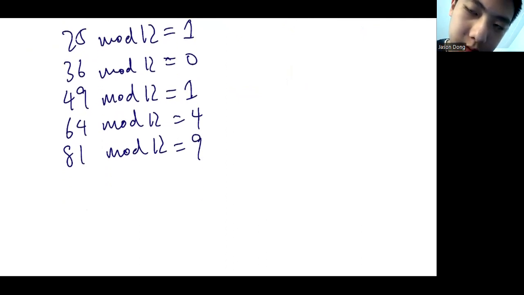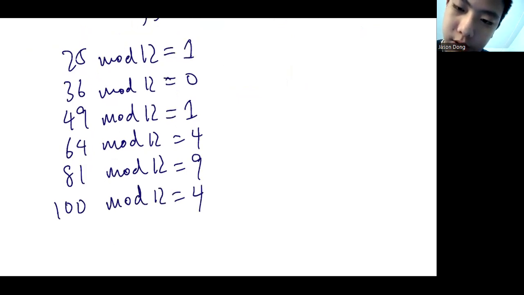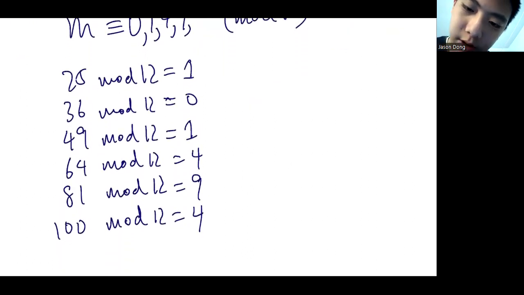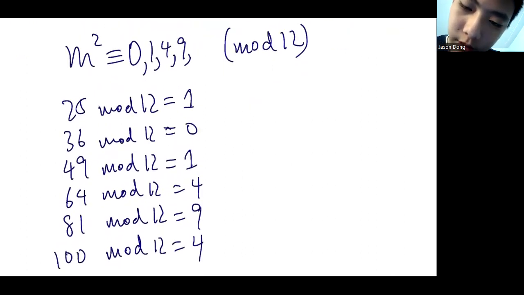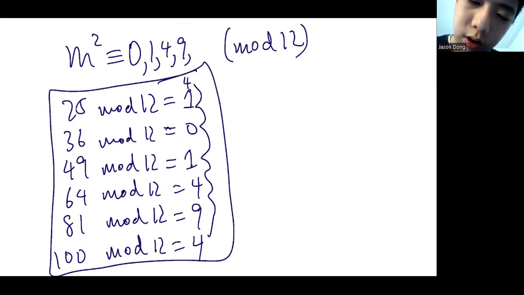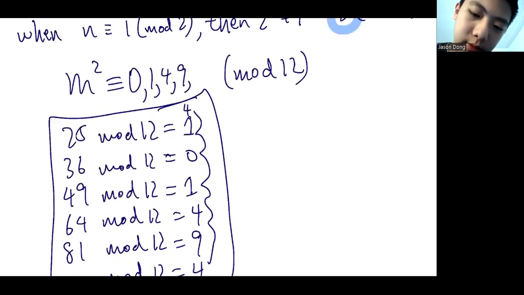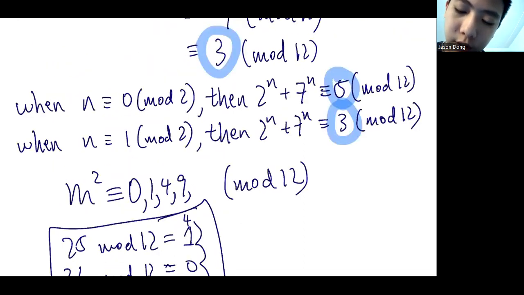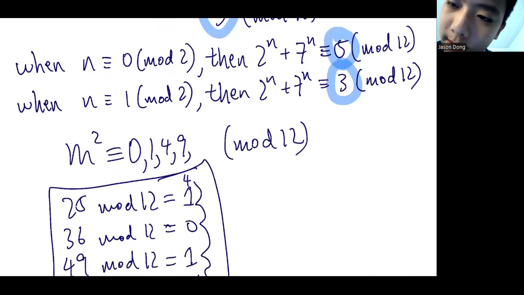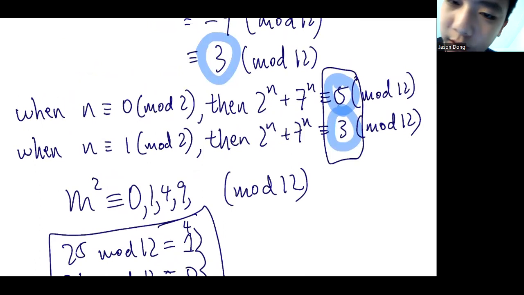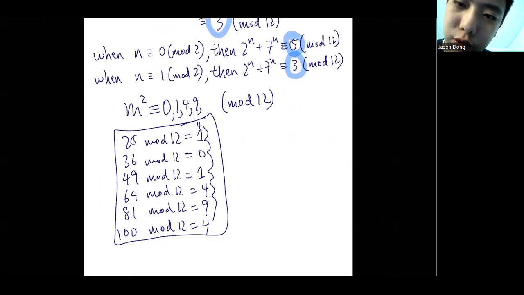And 100 mod 12 is equal to 4. So clearly we're seeing a pattern here. We're having 0, 1, 4, 9, 4, 4, 1, 0, 1, 4, 9. So repeating 0, 1, 4, and 9. So these are the only possible remainders of the square numbers. So the only possible remainders are 0, 1, 4, 9. But here we're having remainders of 5 and 3. That's not even correct from the point of view of square numbers.